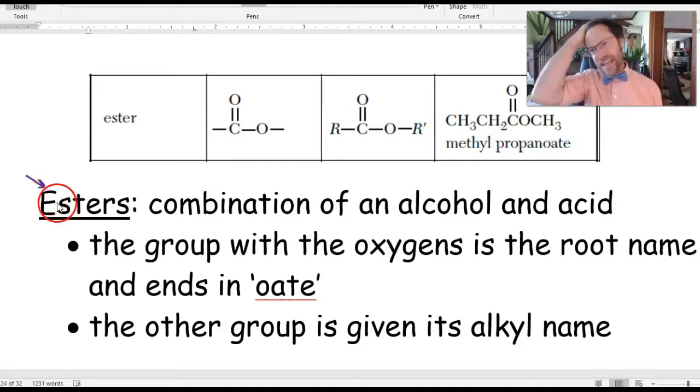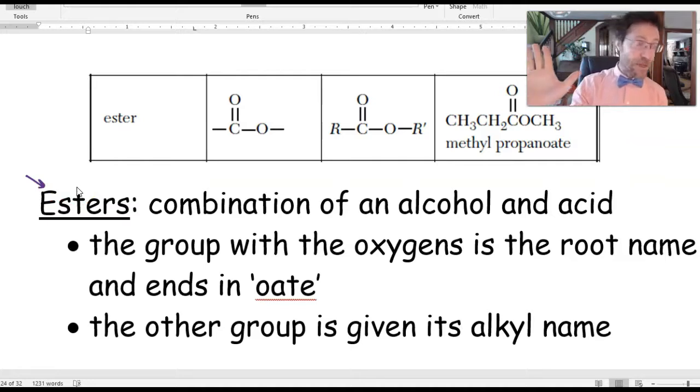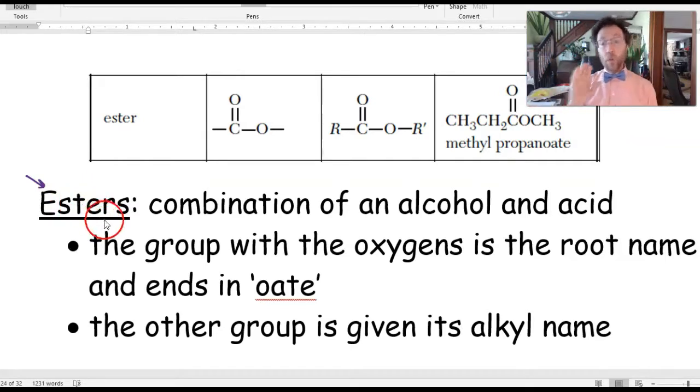I think there are laws against feeding people earwax and vomit. But we can make an ester that smells and tastes just like vomit. It's amazing what you can do with these things. And what it is, is a combination of an alcohol and an acid.